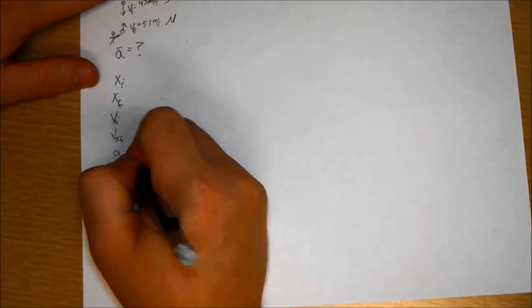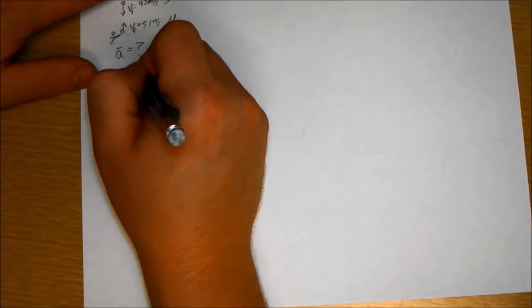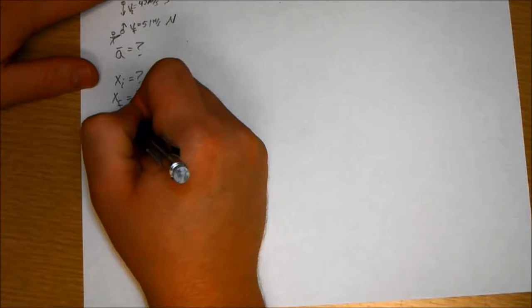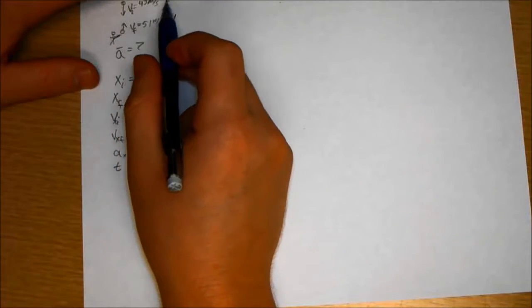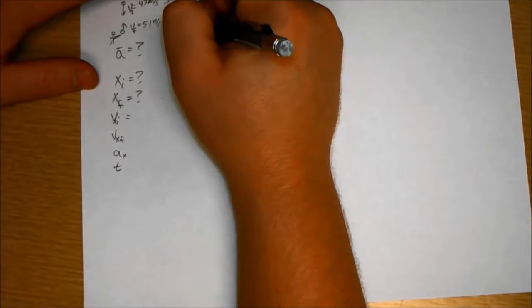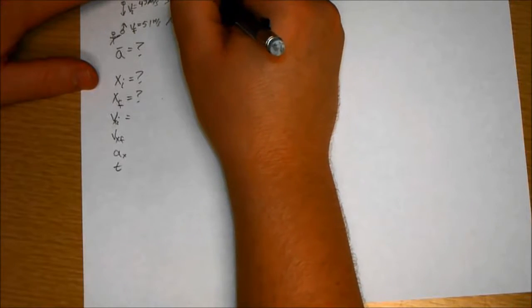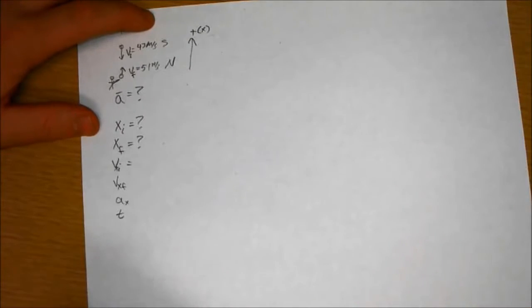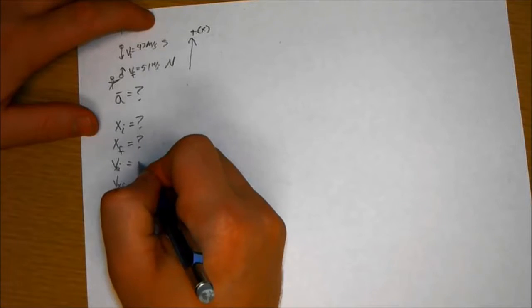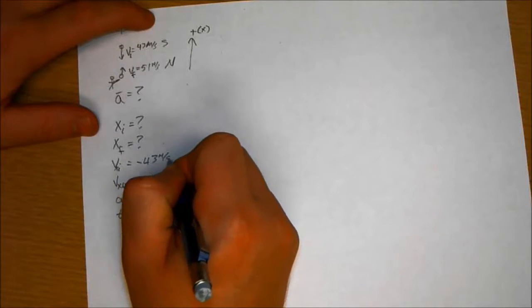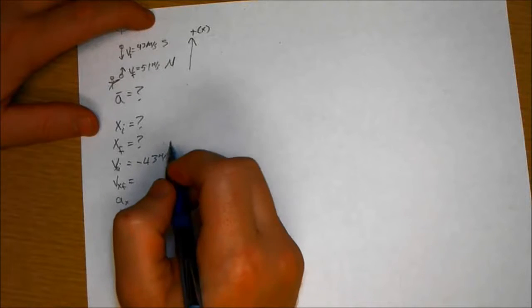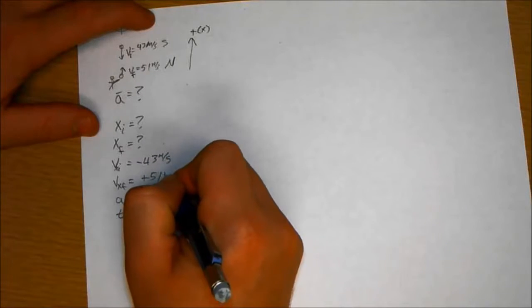I have xi, x final, vxi, vx final, a, t, I guess we can say ax. So its initial position, no idea. Its final position, no idea. We know its original velocity is 43 meters per second south. I'm going to call north the positive x direction. So its original velocity would be negative 43 meters per second, and its final velocity would be positive 51 meters per second.